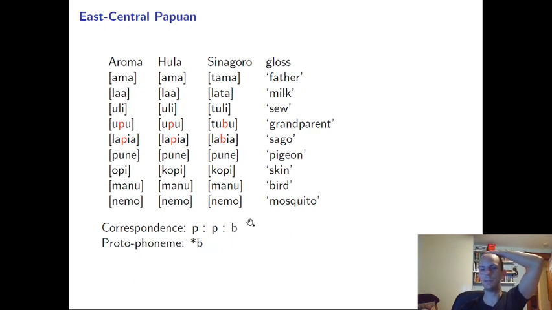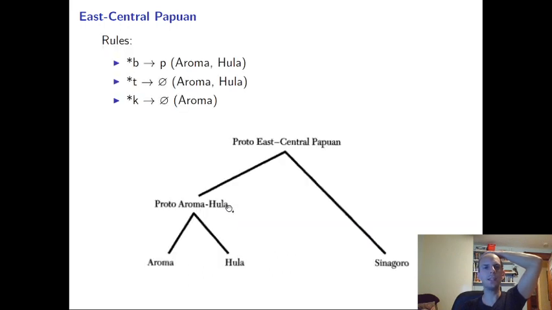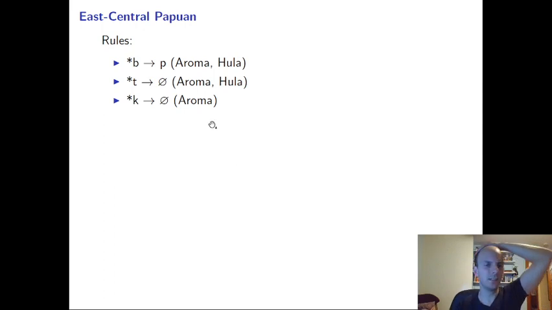When we recreate this B right here, we need to say B goes to P. B goes to P for Aroma and Hula, but not Sinagoro. Sinagoro keeps the B, right? So we have this set of rules. These are changes that have happened over time in this proto-language that have changed it into these three separate languages, Aroma, Hula, and Sinagoro. Rewind this part if it's not making sense. I'm going through a lot of information quickly here.